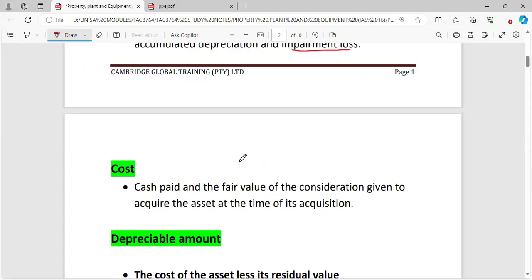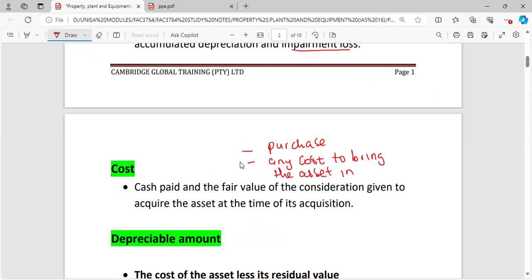Then we have the cost. Remember, in the cost of the asset, we have the purchase price. Any cost to bring, let me just say, to bring the asset into use is going to be part of the cost of the asset.